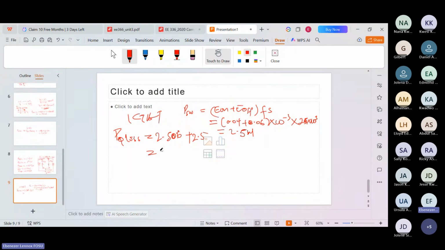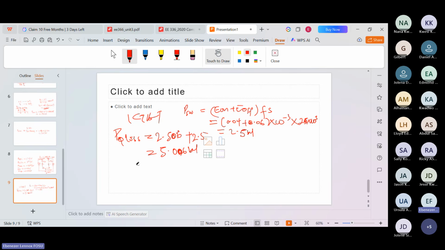So we are expected to get 5.006 watts as the total power loss in the IGBT. So please do the calculation and confirm what I've done.